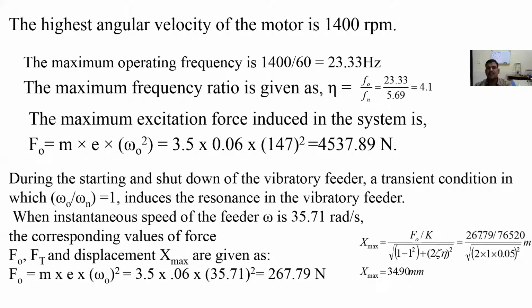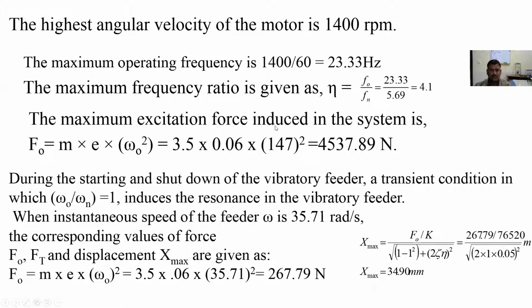Now, if we calculate the maximum frequency ratio, let's say this is the highest operating speed of a motor. When we divide the rpm by 60, we get 23.33 hertz. This is my maximum operating speed. Now the maximum frequency ratio we get is 4.1.